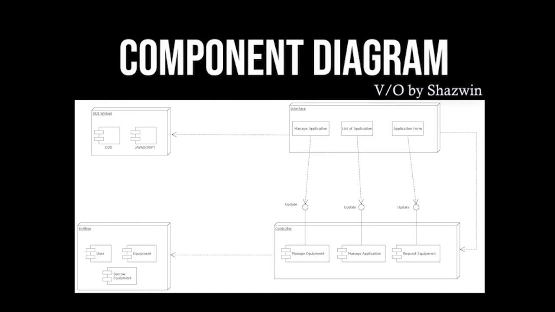The manage application boundary will depend on the manage equipment controller to communicate with the entity. The list of application will depend on the manage application to communicate with the entity, and the application form depends on the request equipment to communicate with the entities. All the interfaces and boundaries have a full dependency on the controller to be able to communicate with the entities to insert, update, or delete data of the system.